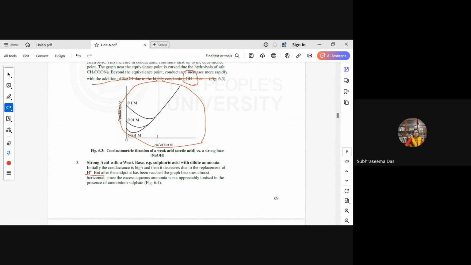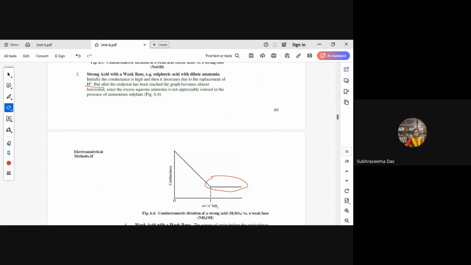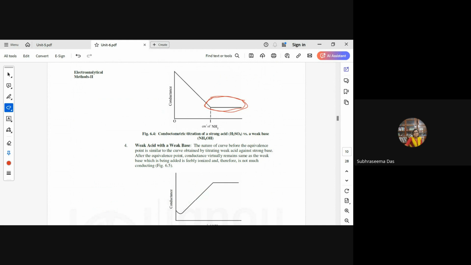Initially, because of the presence of sulfuric acid, the conductance is very high, and then it decreases because the free H plus ions are no longer available. But after the endpoint has been reached, the graph becomes horizontal as it is shown here, since the excess ammonia present in this solution cannot be ionized much and reacts with the sulfate present in the solution to form ammonium sulfate, and we know ammonium sulfate is a very weak electrolyte. So figure 6.4 shows a typical conductometric titration curve for a strong acid, that is H2SO4, versus ammonium hydroxide.